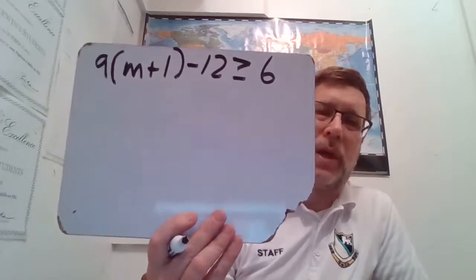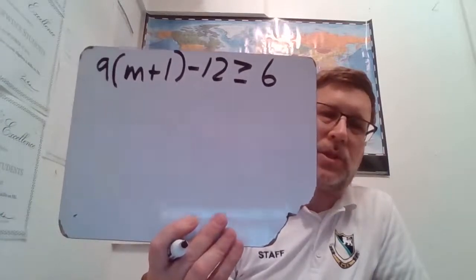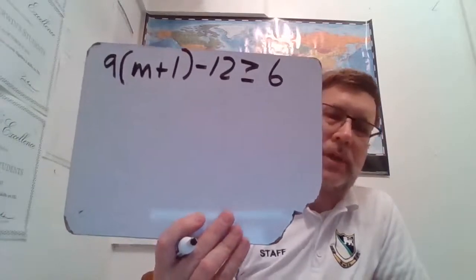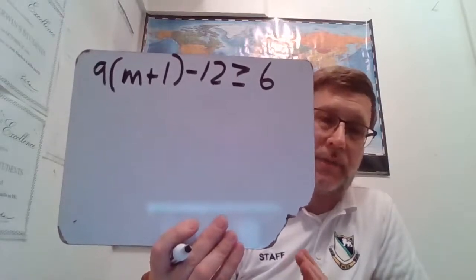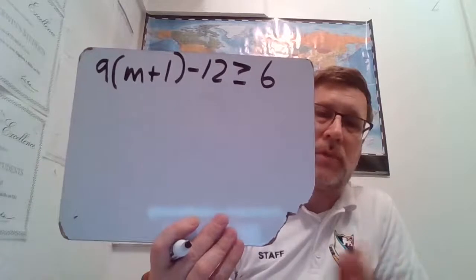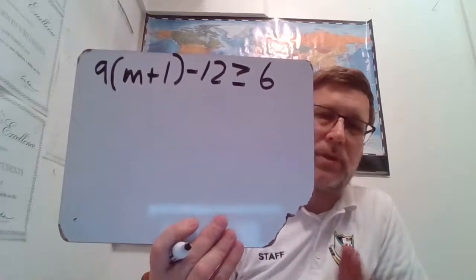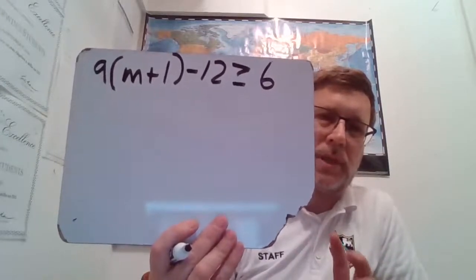When we see parentheses, it immediately means that's a group. We can't do anything with an M plus 1. It's just M plus 1. You cannot add a variable to a number. You just keep it. It's a group.